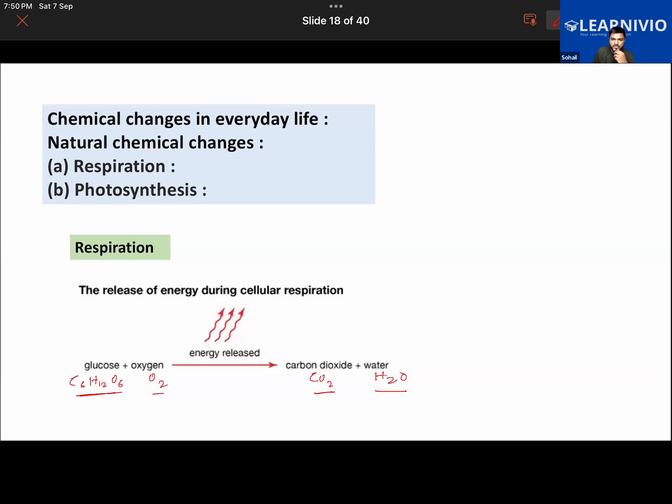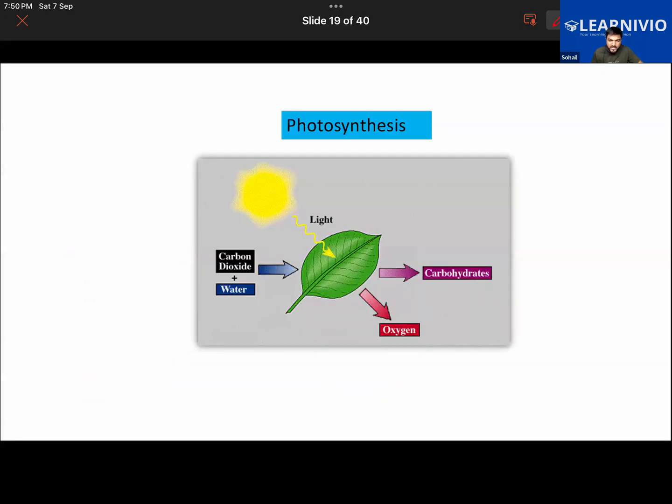Basically, plants produce food. Plants take in raw materials from the environment. Like they do take carbon dioxide from the air.